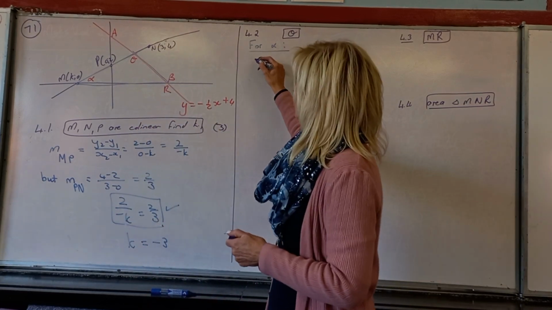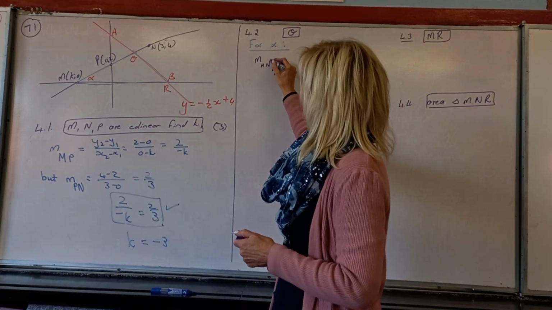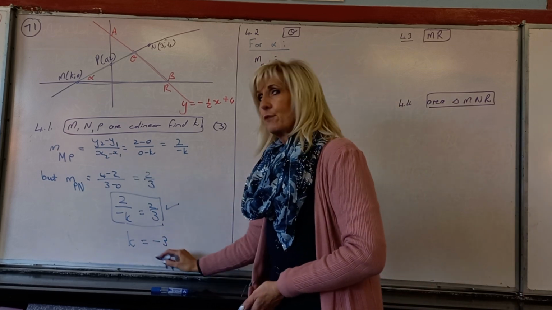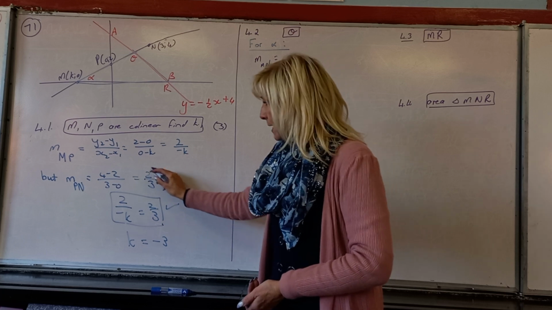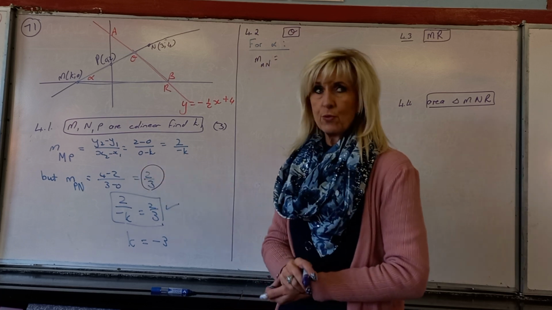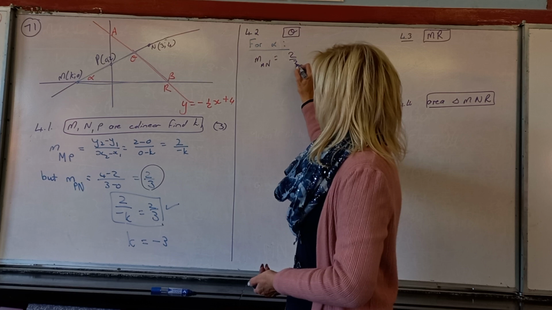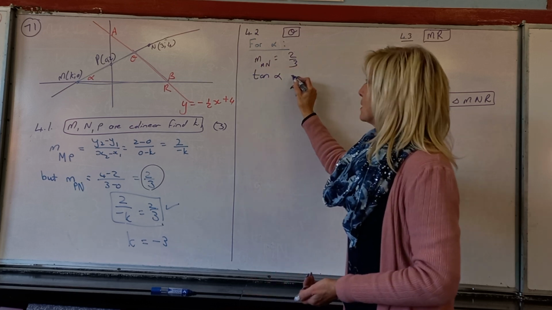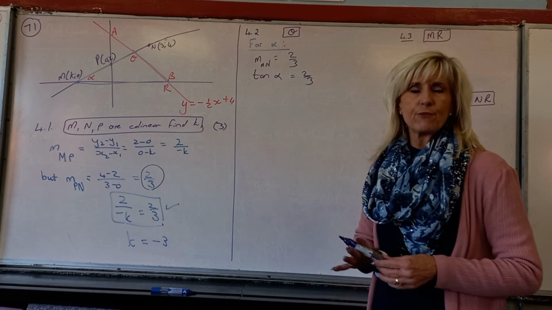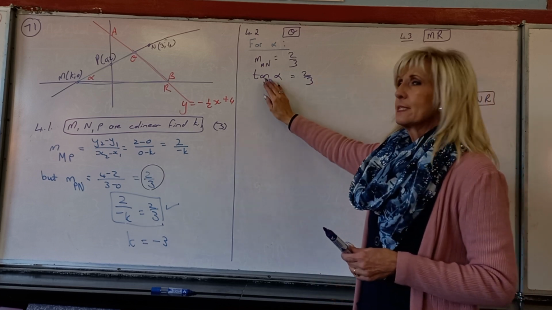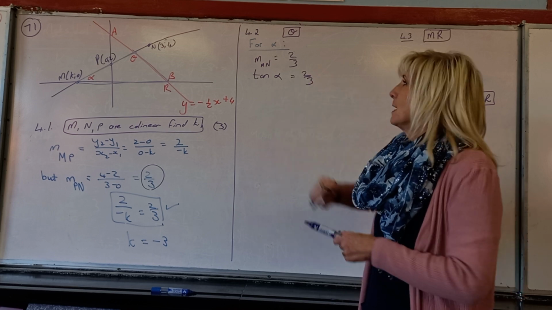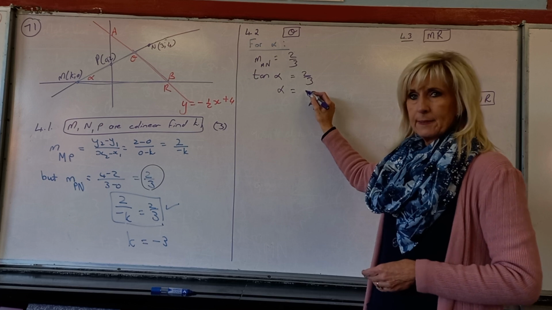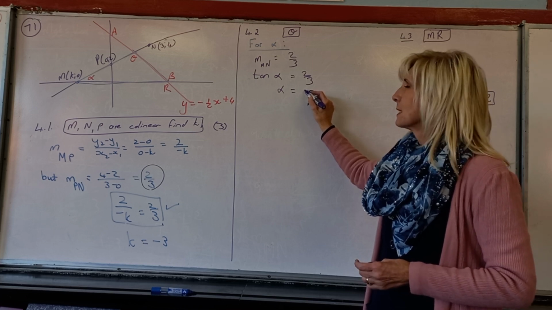You already know that the gradient of n was equal to 2/3. Please don't get confused with k and the gradient. The gradient was 2/3, and that is why I can say that tan alpha is equal to 2/3, because the formula for inclination is tan alpha is equal to the gradient. Then I simply say shift tan, and the answer is? 33.693.